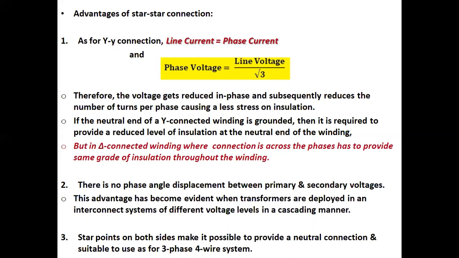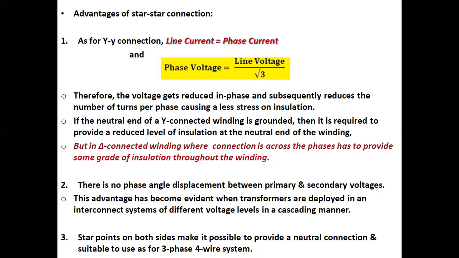If the neutral end of a star-connected winding is grounded, then it is required to provide a reduced level of insulation at the neutral end of the winding. But in delta-connected winding, where connection is across the phases, we have to provide the same grade of insulation throughout the winding.